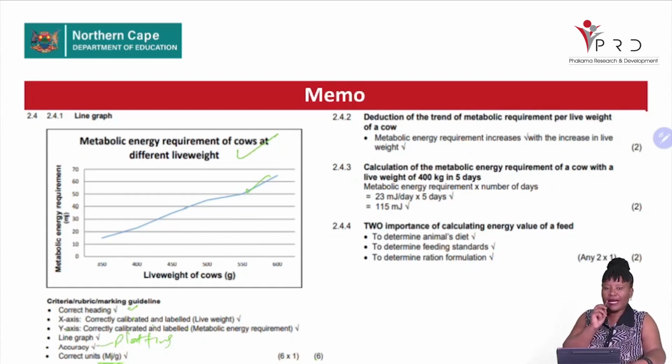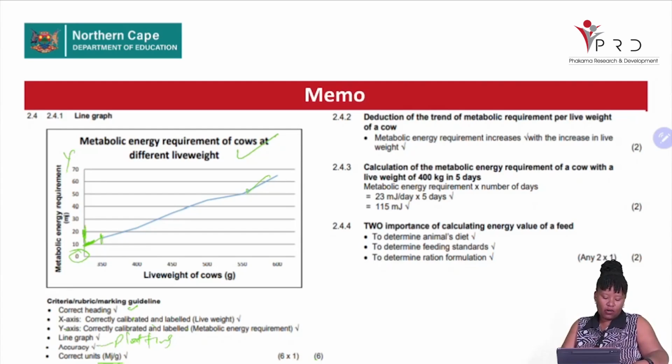And when you do your calibration, you know at all times you start with your 0. And at all times you must avoid connecting your line with the y-axis. It must not start on the y-axis. Hence, you can see it has started where it's supposed to start. Don't join it, because you'll be losing marks for your correct plotting.